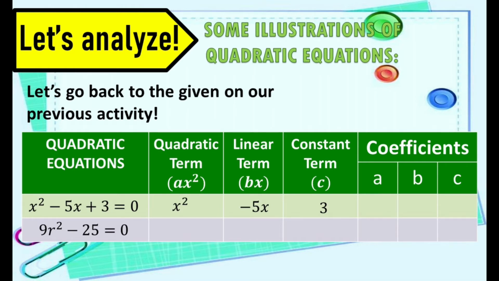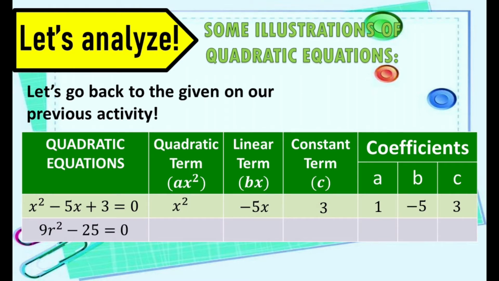If we remove the literal coefficients and just get the numerical coefficients, the value of our a with respect to the quadratic term x squared will be 1, since automatically we have a constant 1 as the numerical coefficient. For our b, it will be negative 5. And for our c, it is 3. Okay, so we just completed the first table.